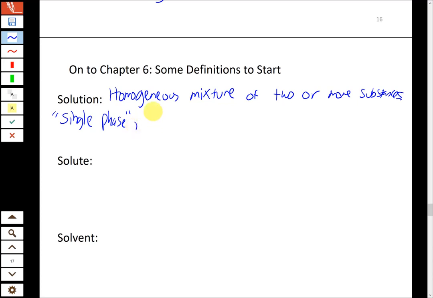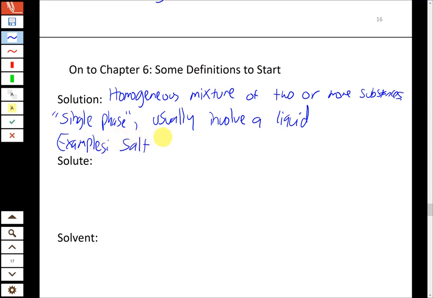Now, solutions technically can involve any state of matter, so you can have solutions of gases, you can have solutions of, in some cases, solids, like metals will form solutions with each other that are called alloys. But the most common one that we're going to talk about in this class is one that involves a liquid. So a liquid is going to be dissolving something else, usually a solid. So that's the typical solution, especially in this chapter. That's going to be the relevant one. So it usually involves a liquid, when we use that word solution especially. All right, and as we said, examples would be salt water.